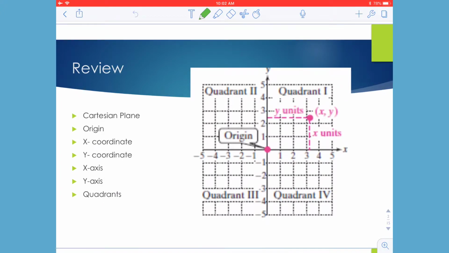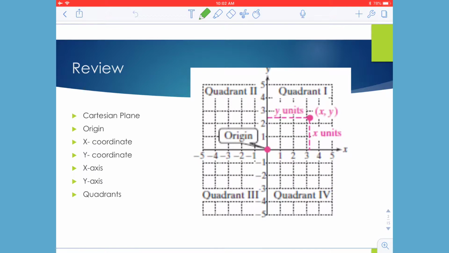Here you see the coordinate plane, a graph. You have been utilizing this throughout your mathematics career and you've been plotting points. Another name that we have for this is the Cartesian plane. And on the Cartesian plane you have what is called the origin, and that's where your axes meet. You see the dot labeled origin in the middle, and its coordinates are the point (0, 0).